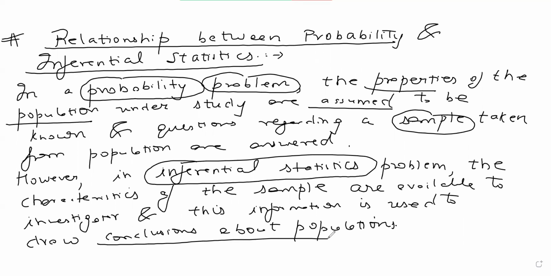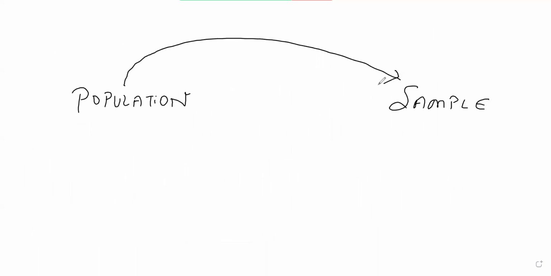So if I draw a figure, suppose this is population, this is sample. When I go from population to sample, this all is based on probability theory. The whole probability theory talks about moving from population towards a sample. For example, in a deck of 52 cards, which is the population, what's the probability of getting an ace? What's the probability of getting a king? What's the probability of getting a queen?